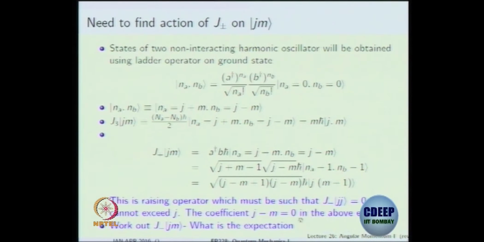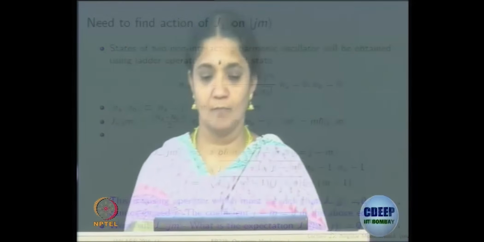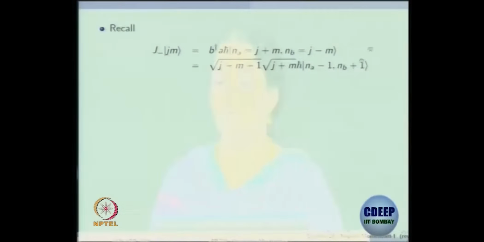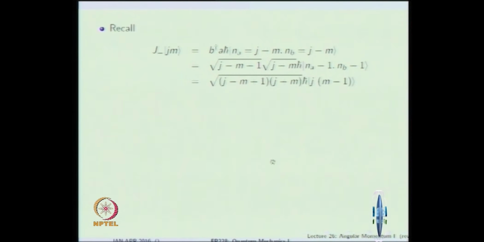So, similarly, J minus is a lowering operator, and we have done this also now, and the lowering operator has a lower cutoff. It cannot go beyond M equal to minus J. So, you can check this out. Please re-verify things. You can rewrite it as a lowering operator.